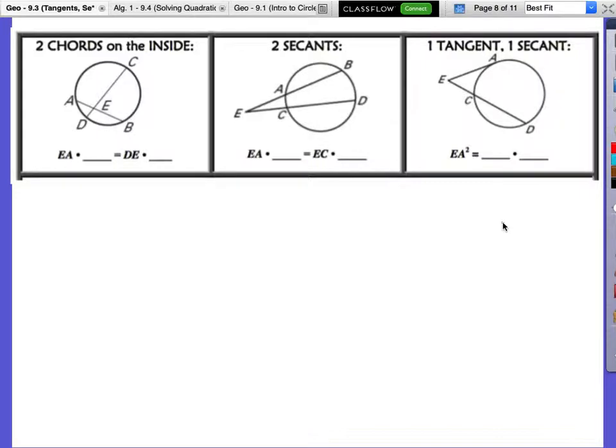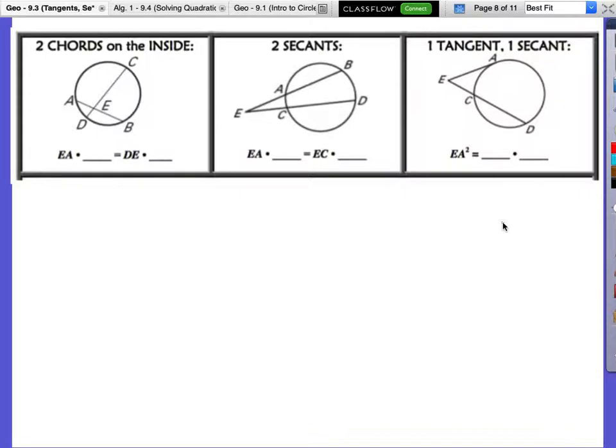What are we talking about? Okay, so we talked about some different intersecting things. We talked about what happens when we have 2 tangents coming from the same external point. Now we're going to talk about what happens when we have 3 different types of intersections in a circle, or outside of a circle even.